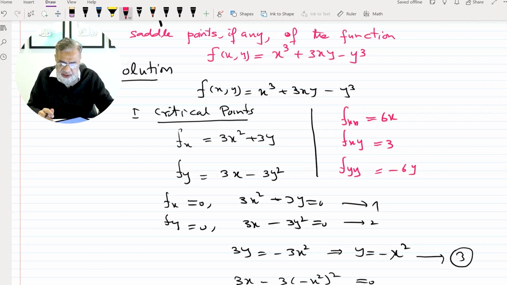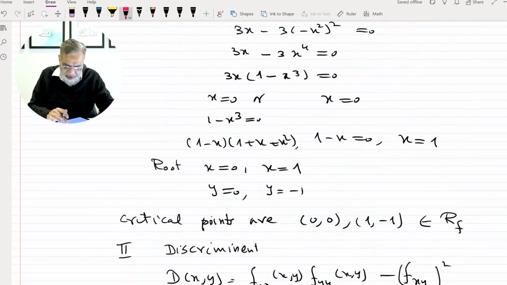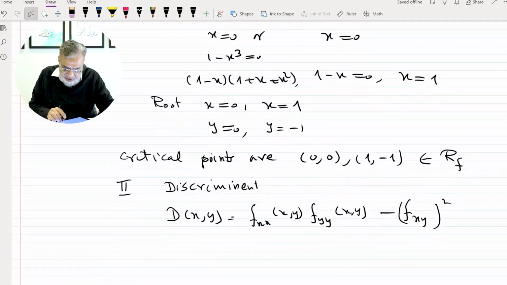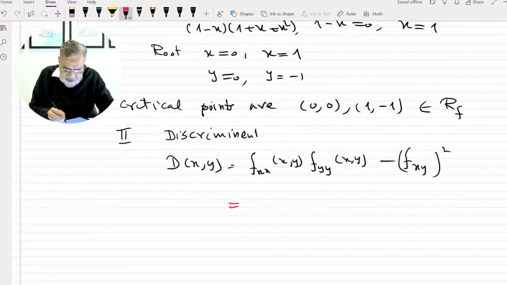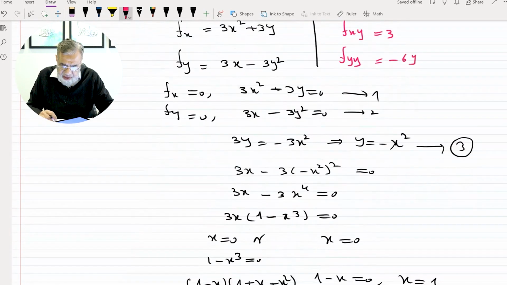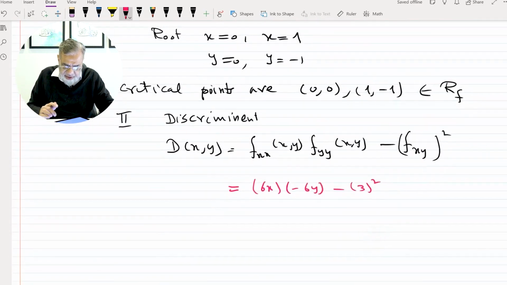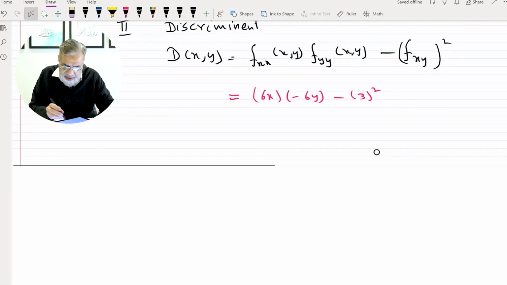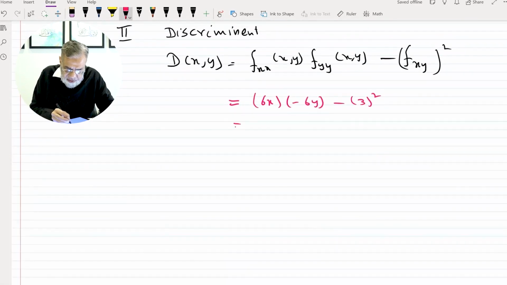So I use the second derivatives, f_xx and f_yy, we get 36y, and here (f_xy) whole square will be 9. I put the values here: the value of f_xx is equal to 6x, and f_yy is minus 6y, minus 3 whole square. I recheck this one. So f_xx is 6x, f_yy is minus 6y. Okay, it's fine. We simplify this and write this is equal to minus 36xy minus 9. So this is my discriminant.